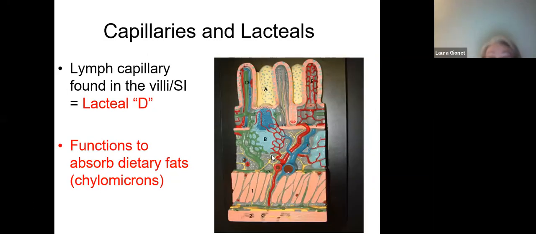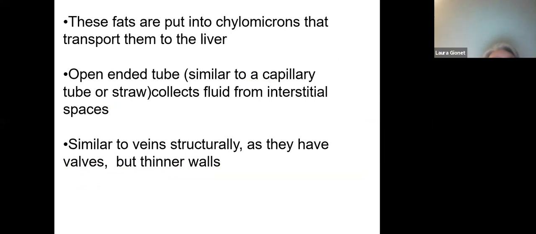All right, in the small intestine, this is a model of the small intestine. We have D, the green structure there in that villi. Those little finger-like extensions upward are called villi. And D is a lacteal, and it functions to absorb and transport dietary fats. They will be in the form of what's called a chylomicron. These fats are put into the form of chylomicrons, small molecules that are transported then to the liver.